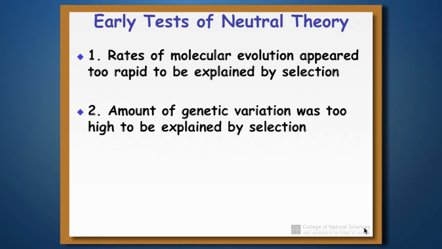He looked at it and he came to two conclusions. One, he decided that the rates of molecular evolution that were being measured were way too fast to be explained by selection. He also looked at the amount of genetic variation that was being found in populations, and he decided that based upon the evolutionary theory of the day, there was way too much genetic variation in populations also to be explained by selection. And when he saw this, he thought, well, maybe some of the variation that we're seeing, or some of the rates, are actually due to the variation being neutral. So let's take a look at the details on this.